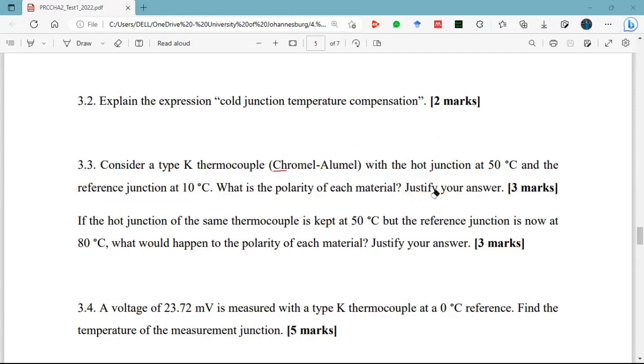That is not the answer yet. It's just part of the theory that forms the answer. All right, so the polarity of each material. Now that we understand that alumel has a lower Seebeck coefficient as opposed to chromel, which makes it a material that will produce less voltage when exposed to a certain delta T temperature difference.